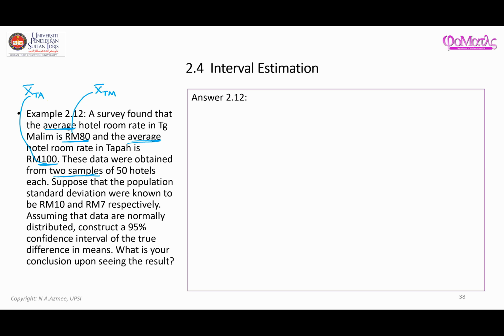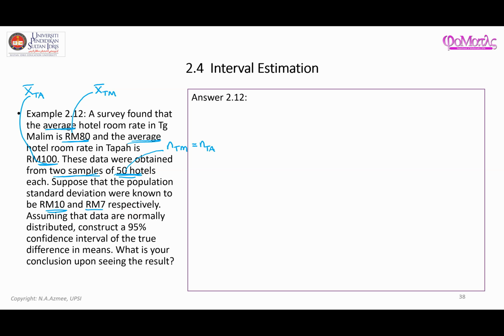So next, the two samples from 50 hotels in Tanjung Malim and Tapa. So therefore, based on this value, we know that this is the same sample size for Tanjung Malim, and this is also the same sample size for Tapa. So the sample size is equal, which is going to be equal to 50. Now, the population standard deviations were known to be 10 ringgit and 7 ringgit respectively.